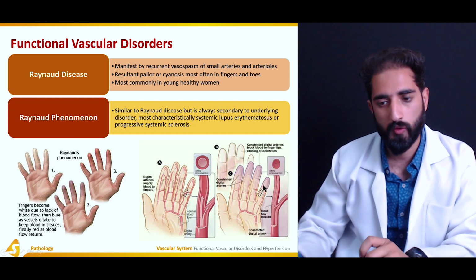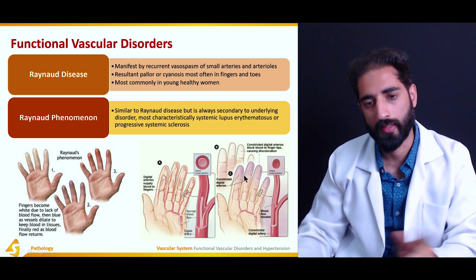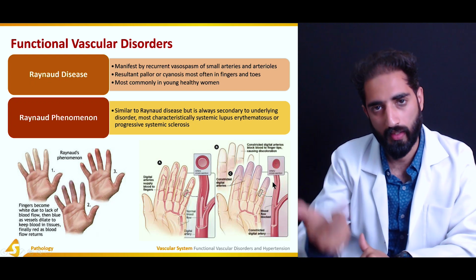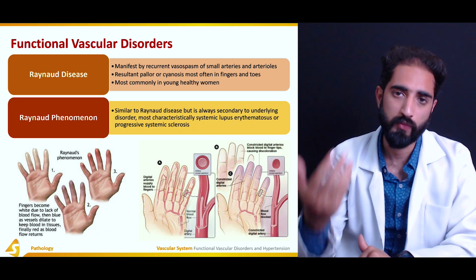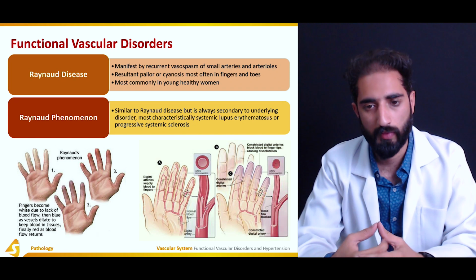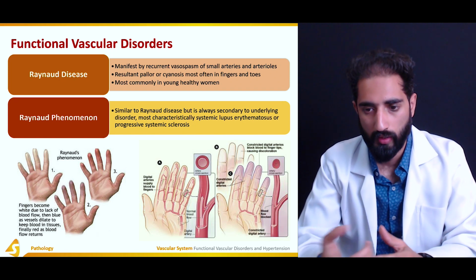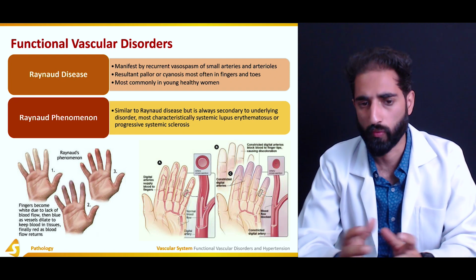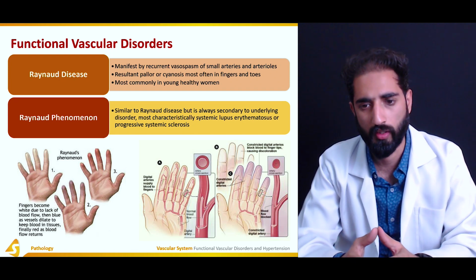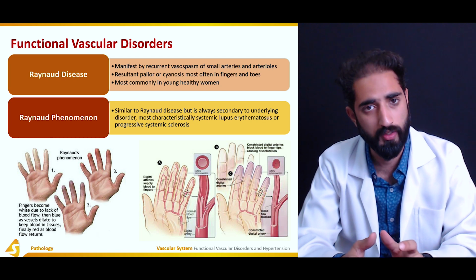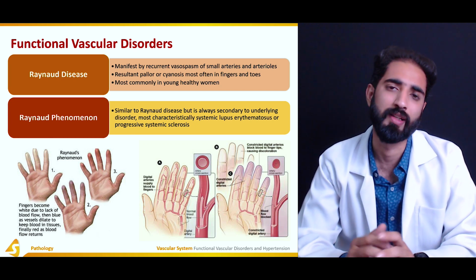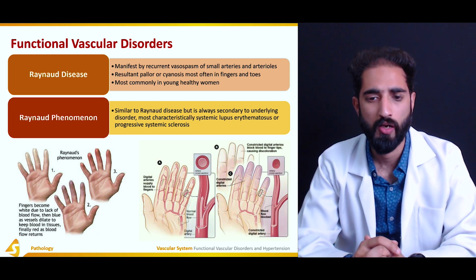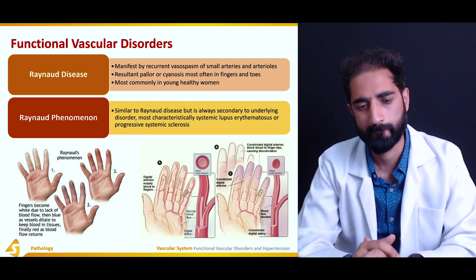So due to the vasospasm, the blood stops flowing, and this results in this discoloration, and as soon as the blood flow is restored, the color starts to fade away, and it is most commonly in young healthy women. So Raynaud phenomena is similar to Raynaud disease but is always secondary to an underlying disorder, and most characteristically systemic lupus erythematosus, which is also known as SLE, or progressive systemic sclerosis.